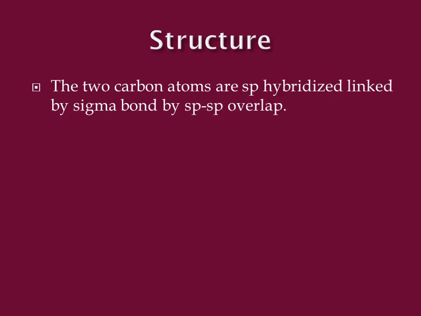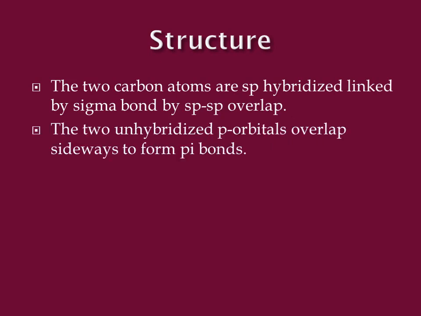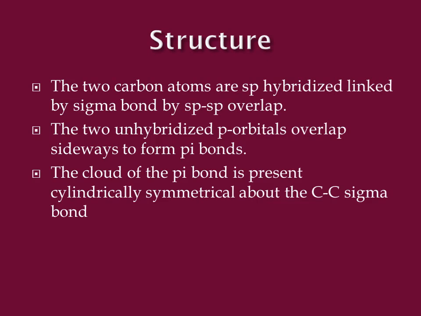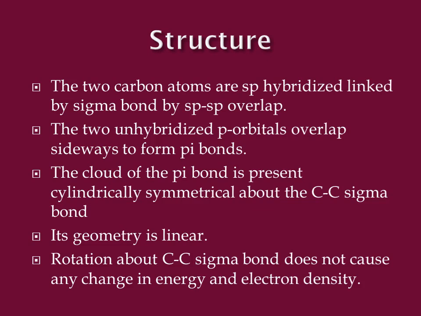The two carbon atoms are sp hybridized, which are linked together by a sigma bond by sp-sp overlap. And the two unhybridized p orbitals overlap sideways to form pi bonds. The cloud of the pi bond is present cylindrically, symmetrically about the C-C sigma bond. Its geometry is linear, and the rotation about the C-C sigma bond does not cause any change in energy and electronic density.